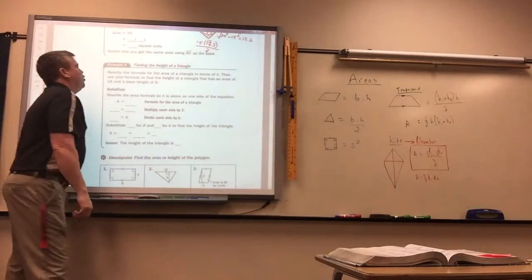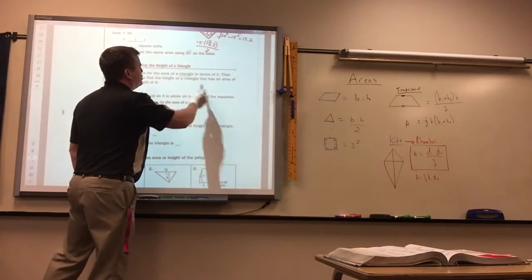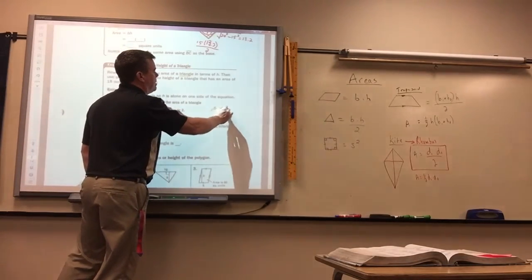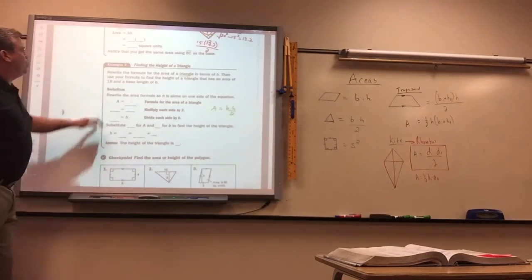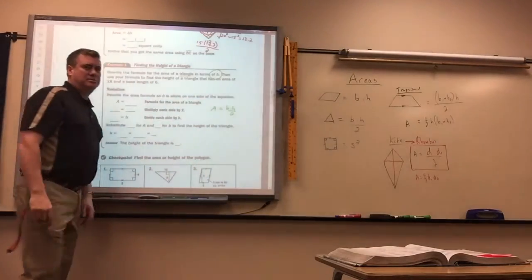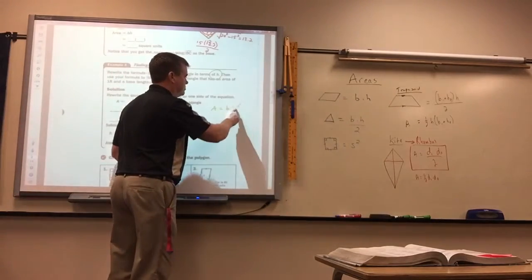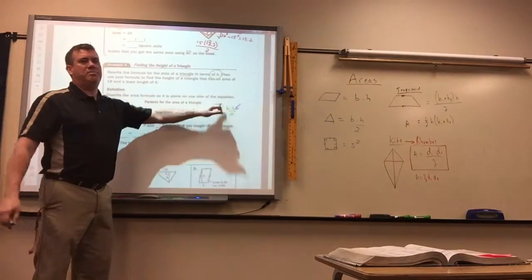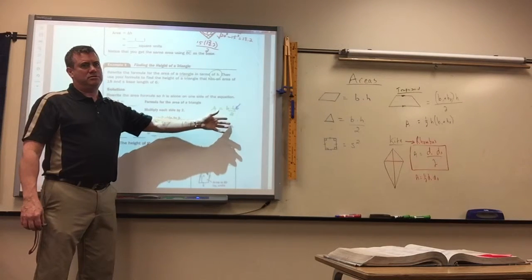So, rewriting formulas. The formula of a triangle is base times height divided by 2. We're going to rewrite that formula in terms of h. All that means is get the h by itself. So you want to get rid of the b and the 2. Which one would you get rid of first?